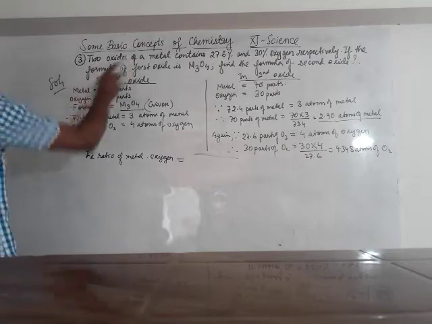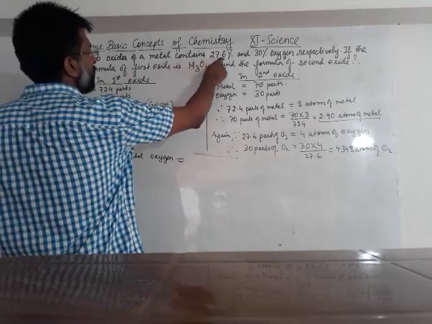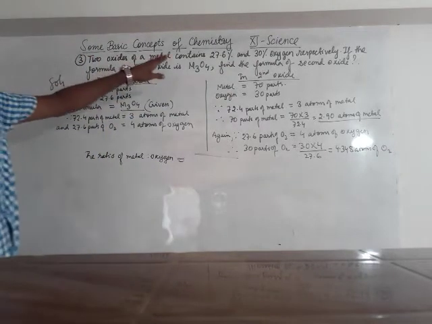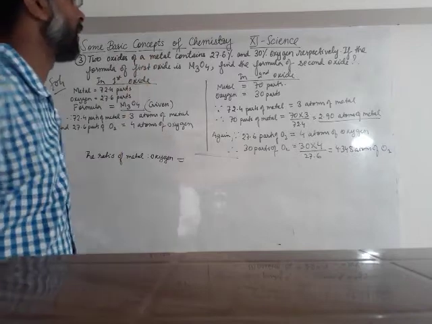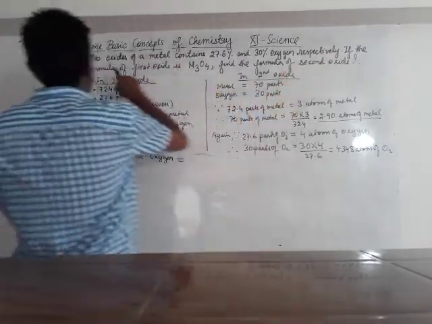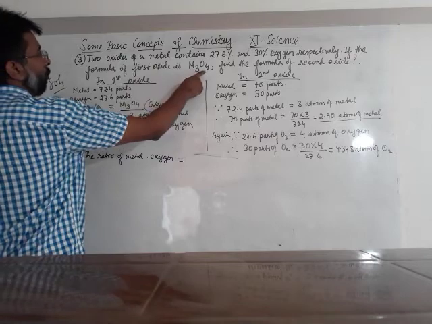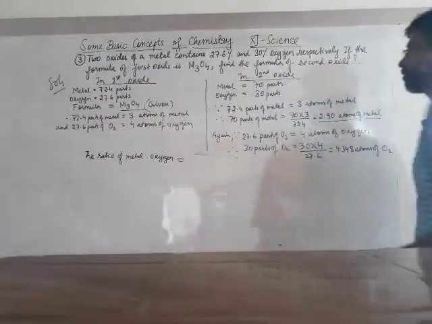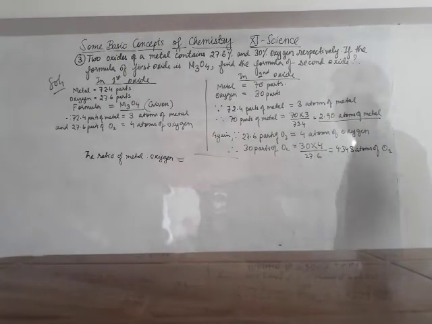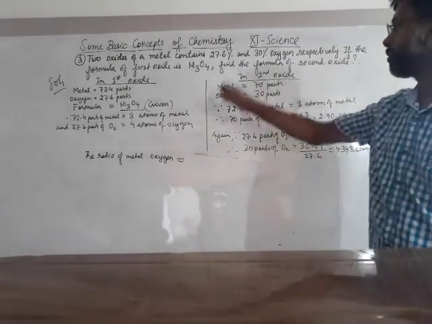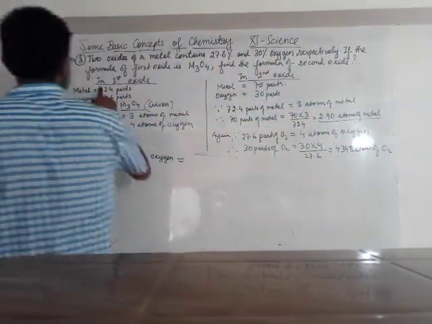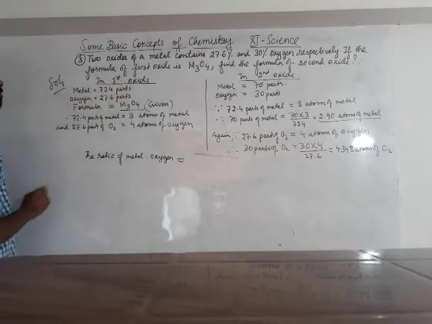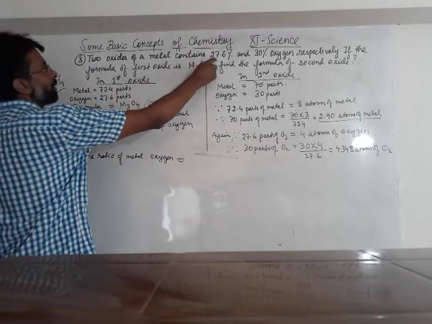There are two oxides of a metal containing 27.6% and 30% oxygen respectively. The percentage of the metal is not given in the question, but that can be calculated. If the formula of the first oxide is M3O4, find the formula of the second oxide. So here also we have to use the concept of law of multiple proportions. So in this sum also, what you can do is make two columns. In the first oxide, metal 72.4 parts. How? Because the percentage of oxygen is given.